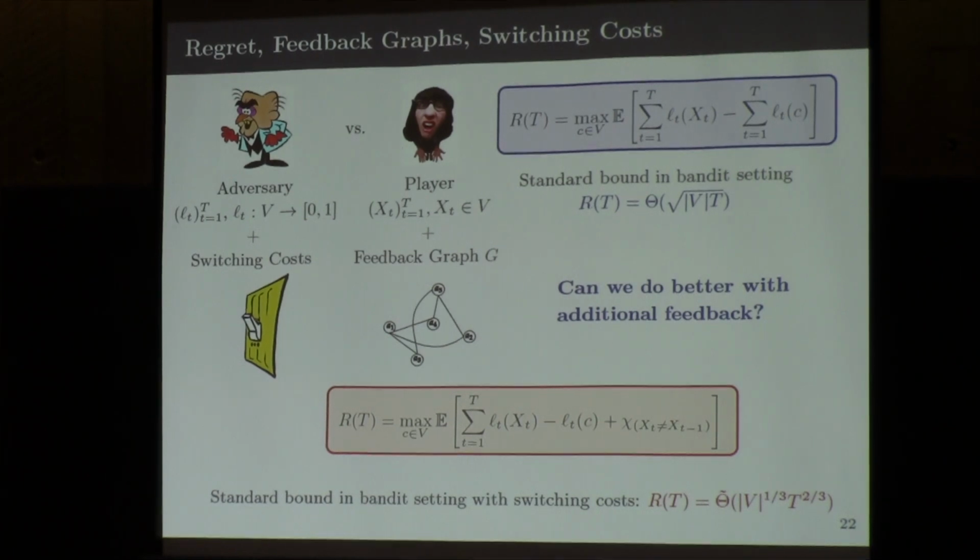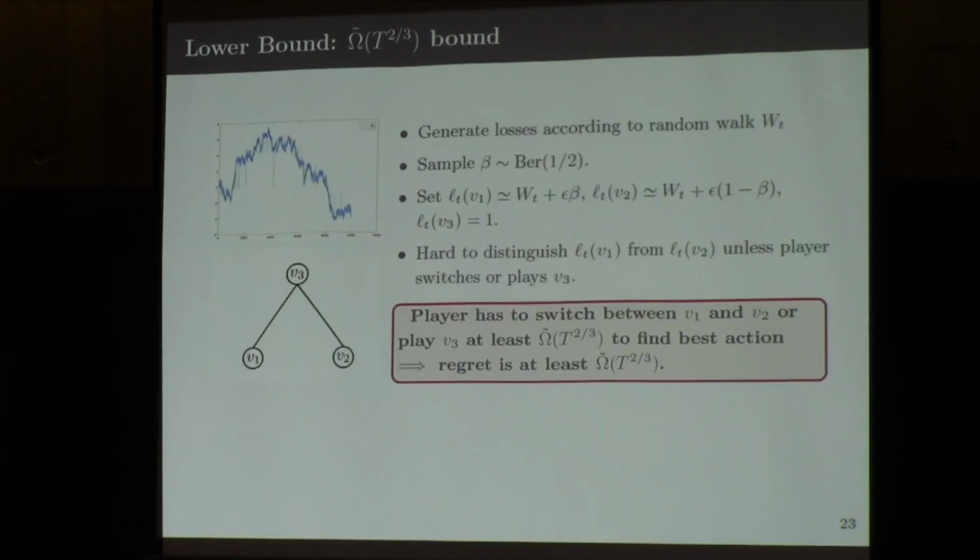And so the additional twist we have on the problem is, what if there's additional partial feedback available in the form of a feedback graph? Can we do better? Okay. So our first result is that in terms of the number of rounds, we can't.